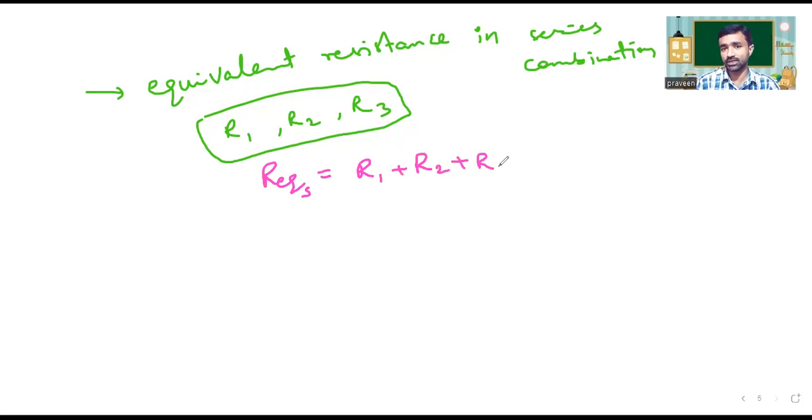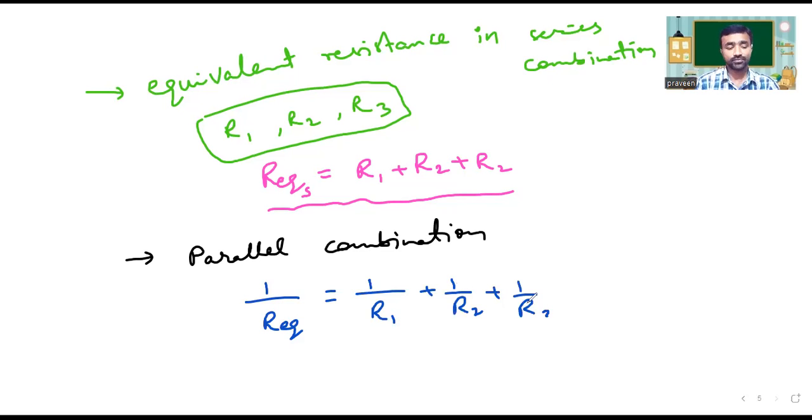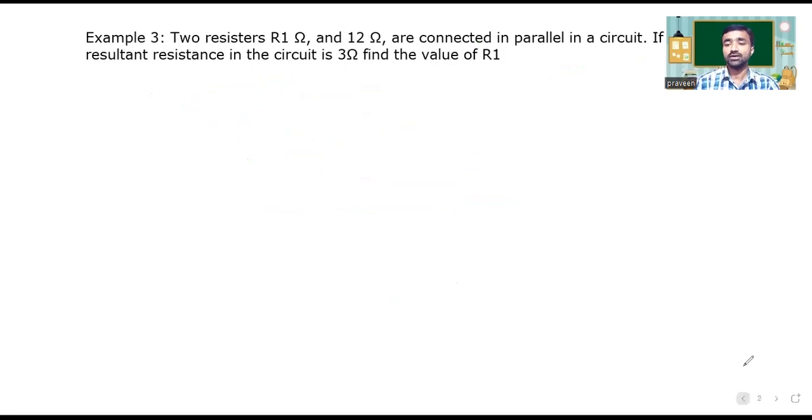Yesterday we derived the relation to find the equivalent resistance. Suppose these resistors are connected in a parallel combination. What will be the equivalent resistance? The equivalent resistance is the reciprocal of the sum of the reciprocals of the individual resistances. So these are the formulas we got. Now we are solving numericals based on these relations.